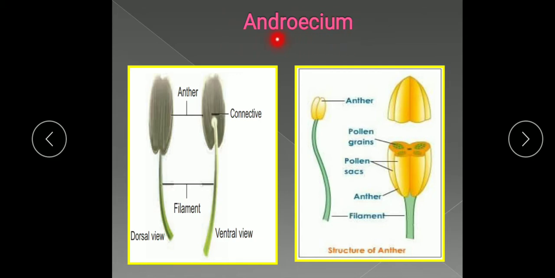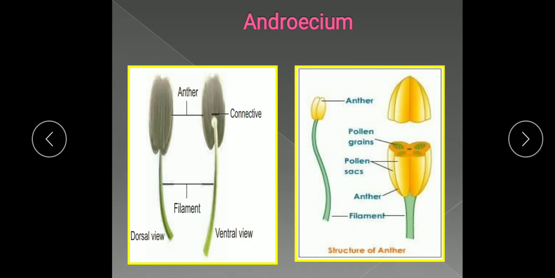This androecium is composed of stamens. So you can see here these are the stamens. Each stamen, which represents the male reproductive organ, consists of a stalk or filament, and one anther. You just see at the upper side this is the anther, and here this is the dorsal view and this is the ventral view. Ventrally you can see the filament is attached to the anther with the help of the connective. So this is the structure of a stamen.